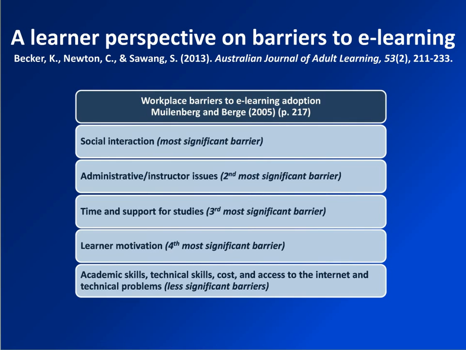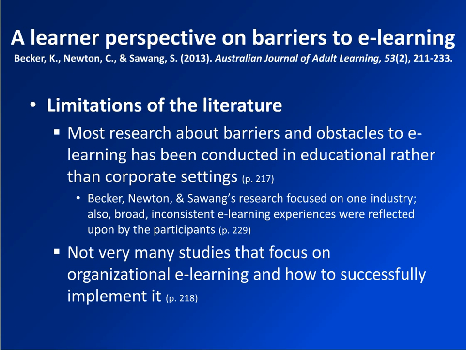Muhlenberg and Berg identified 8 workplace barriers to e-learning and found that lack of social interaction was the most significant barrier, followed by administrative and instructor issues, lack of time and support for e-learning studies, and learner motivation. It was noted that a lot of the literature in place about e-learning has been conducted in educational rather than corporate settings. This article focused on one industry only, and they also used very broad, inconsistent definitions of e-learning when the participants were responding. This might have an effect on the results that they found on e-learning. Also, they noted that there's not many studies that focus on organizational e-learning and how to successfully implement it.